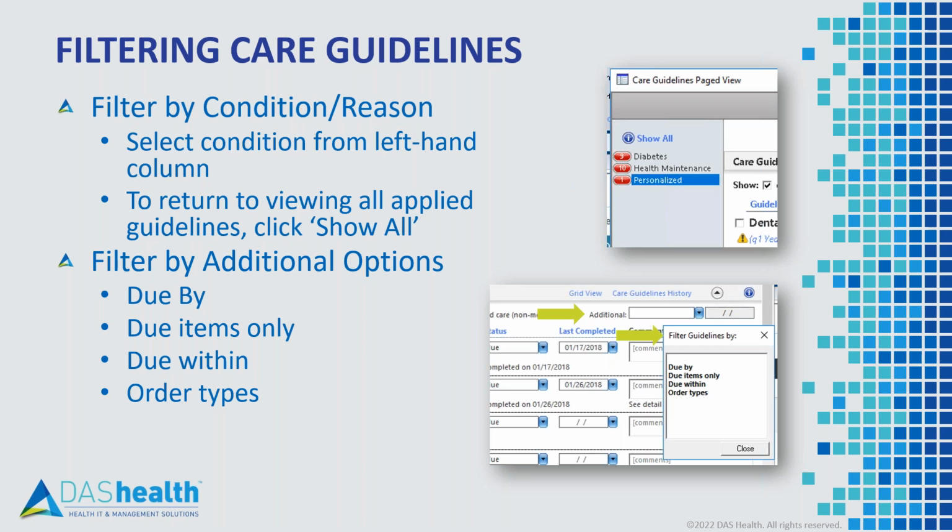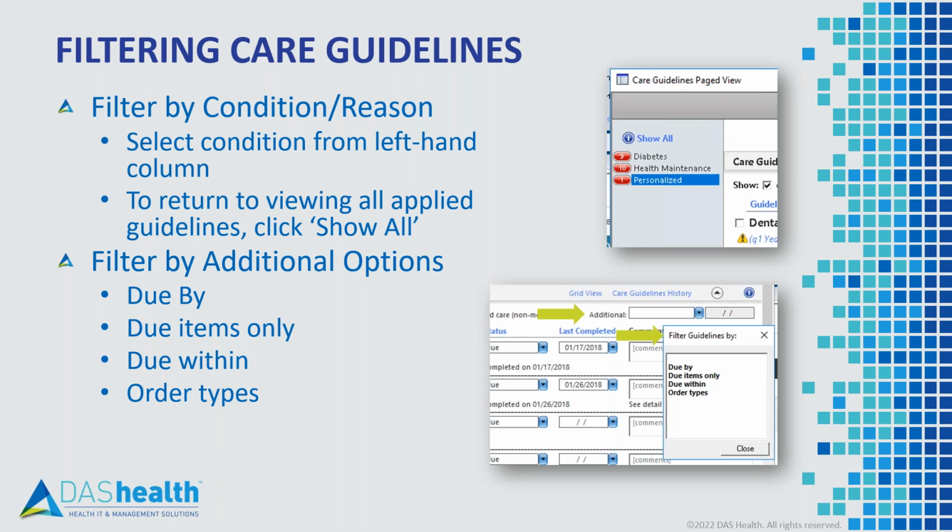We also have more on the right-hand side of the window, under that additional field. If we click that blue arrow, we can filter these guidelines by due by. So if we want to look for a particular date, let's say we want to see all guidelines that are due by the date of the patient's appointment that's coming up, maybe next week. Another really popular filter is due items only. This is only going to show us items that are either currently or past due.